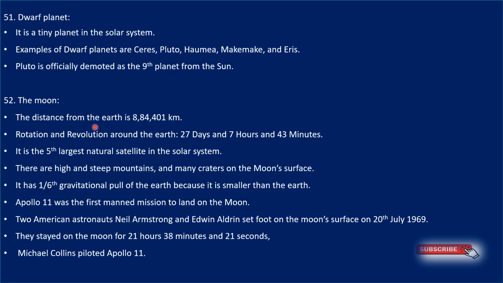The Moon. The distance from the Earth is 3,84,401 km. Rotation and revolution around the Earth is 27 days, 7 hours and 43 minutes. It's the 5th largest natural satellite in the solar system. There are high and steep mountains and many craters on the Moon's surface. It has 1/6 the gravitational pull of the Earth because it is smaller than the Earth.